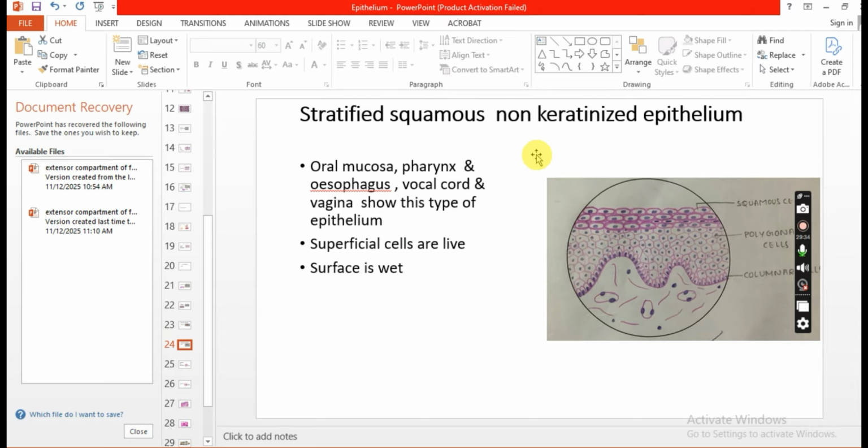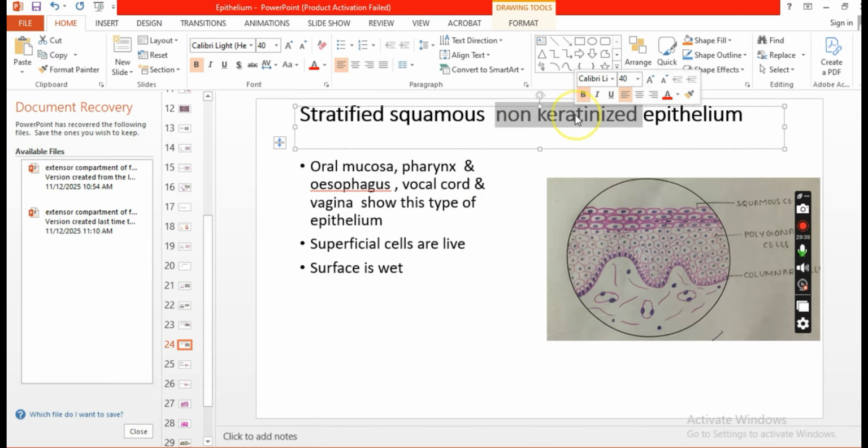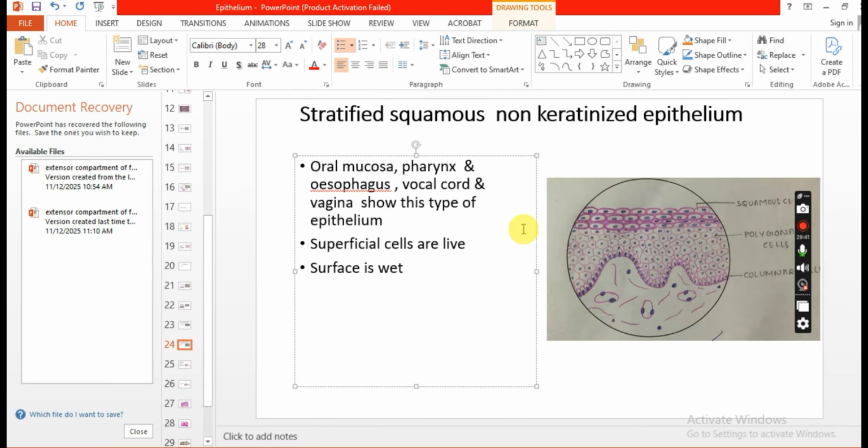Now, stratified squamous non-keratinized epithelium. Okay, so here you can see there is no keratin coating. Here we'll be seeing the cells are nucleated and live cells. Unlike keratinized epithelium, in non-keratinized stratified squamous epithelium, superficial cells are live.